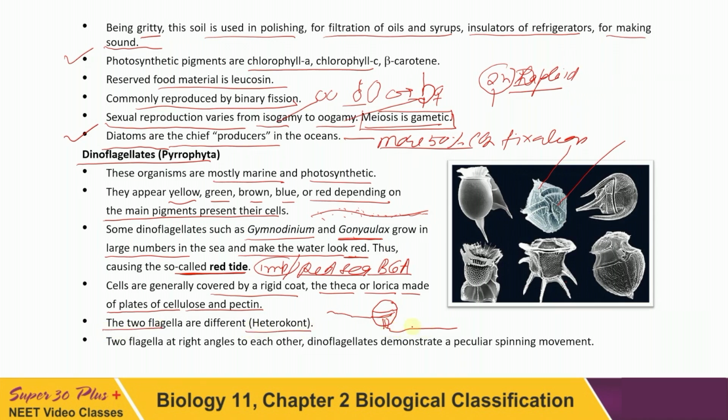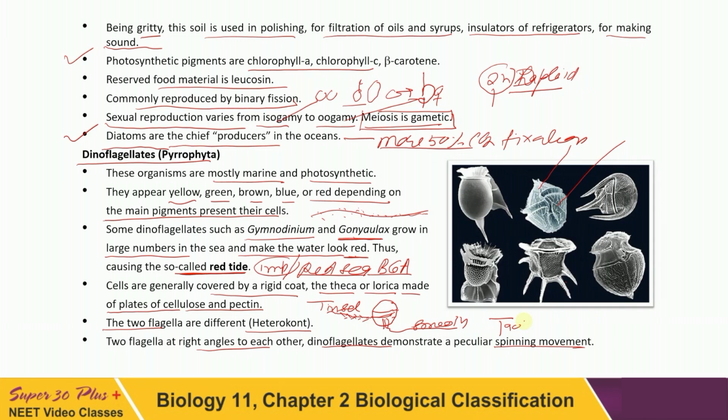This flagellum is a smooth one, while the flagellum which comes out from the transverse groove has a rough structure. It is known as the tinsel flagellum. The two flagella are at right angles; one flagellum is this, the other one is this, and they rotate. Dinoflagellates demonstrate a peculiar spinning movement, known as whirling movement, because the two flagella are at 90 degrees.